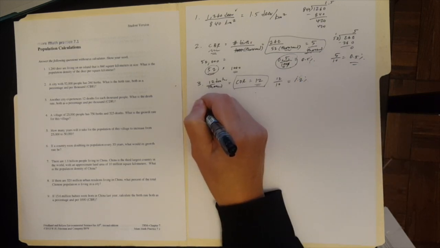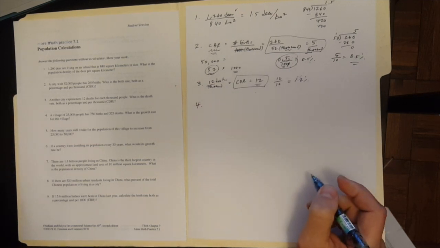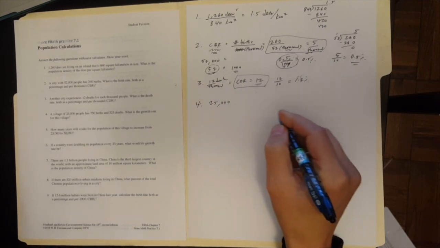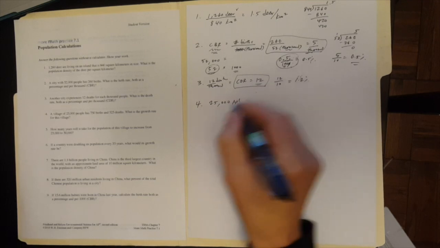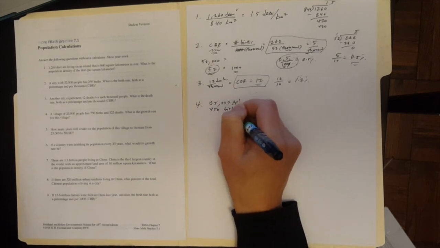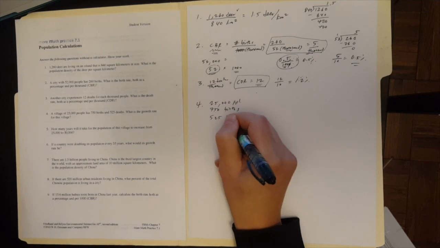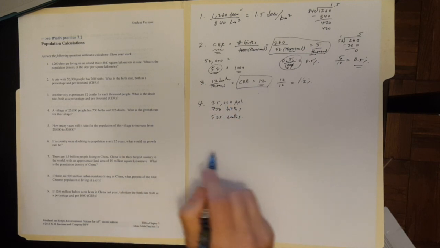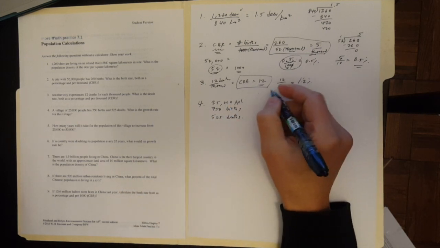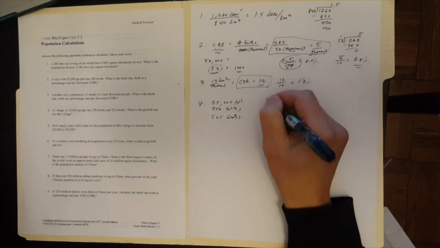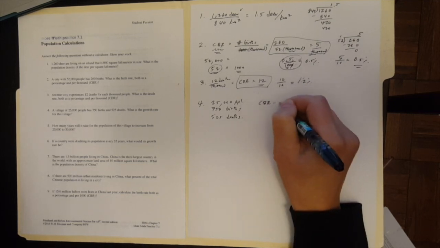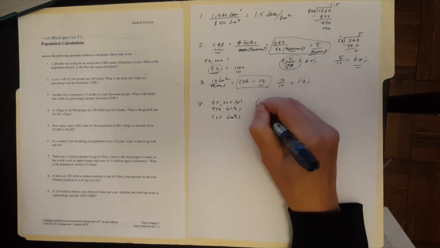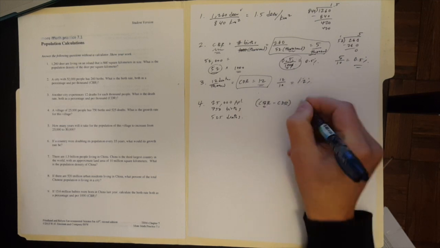Okay, so let's look at number 4. In number 4, it says a village has 25,000 people. There's 750 births, 525 deaths. And so we need to find the growth rate for this village. So the formula for growth rate, you have to memorize it. It's CBR minus CDR. So it's the crude birth rate minus crude death rate. And it makes sense because births are coming in, deaths are going out of the population.